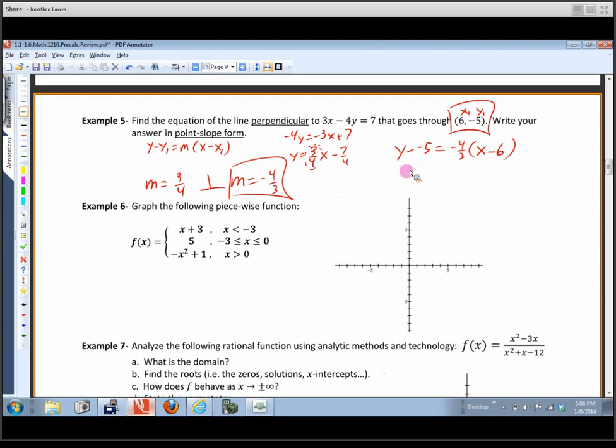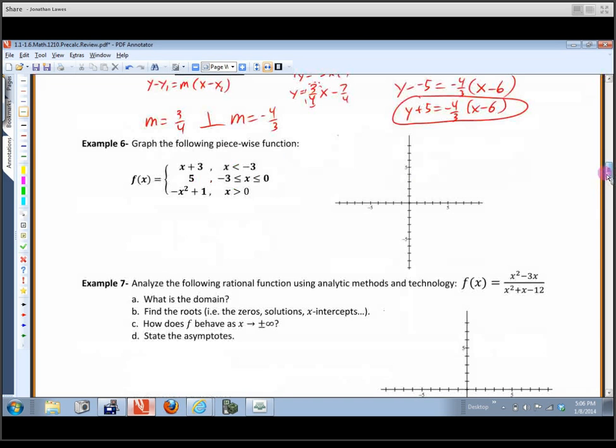I do want to clean this up just a little bit. I'll write y plus 5, then I'll write negative 4/3, and then x minus 6, and that right there would be the answer to this particular problem. Okay? All right, let's do a couple more here.